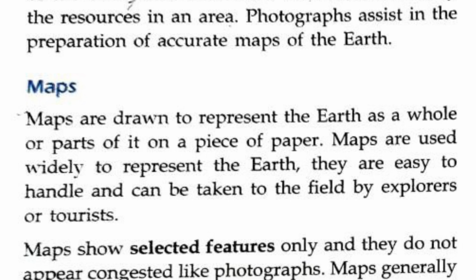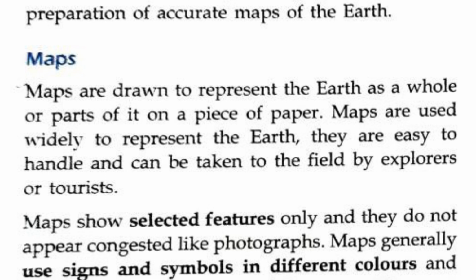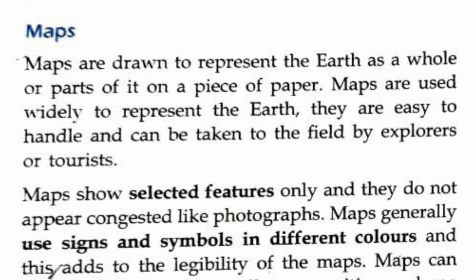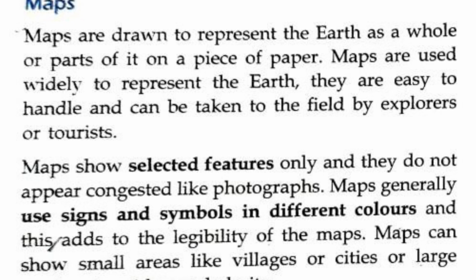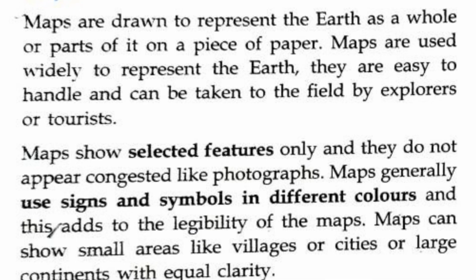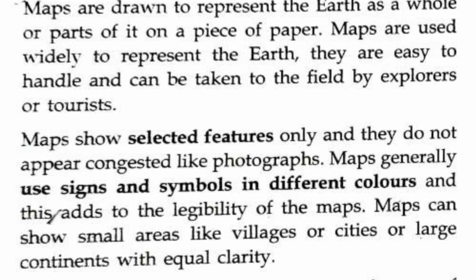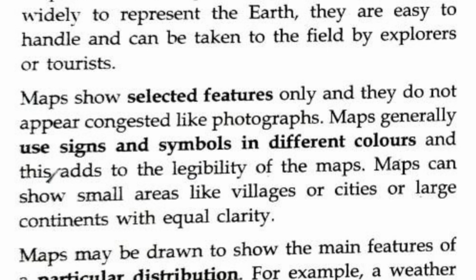Maps are drawn to represent the earth as a whole or parts of it on a piece of paper. Maps are used widely to represent the earth. They are easy to handle and can be taken to the field by explorers or tourists. Maps show selected features only and they do not appear congested like photographs. Maps generally use signs and symbols in different colors and this adds to the legibility of the maps.